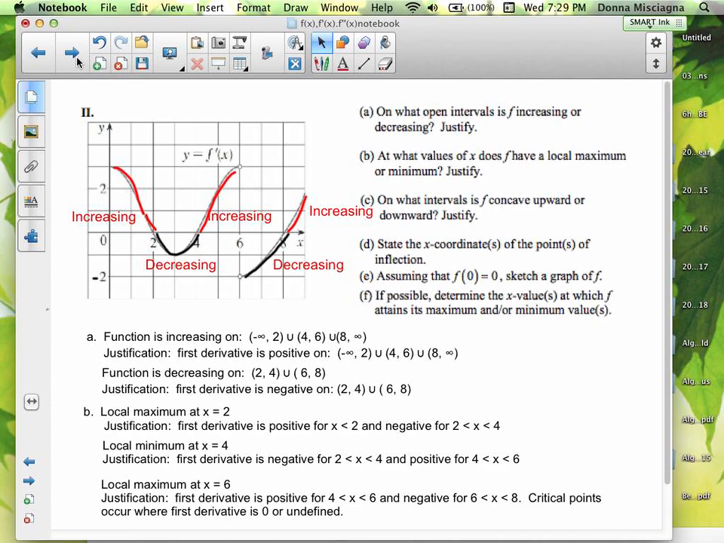All right, so on what open interval is our function increasing or decreasing? Justify. So the function is increasing, and I have it color-coded too, so I don't even need my moving arrow. The function is increasing on negative infinity to 2, from 4 to 6, and from 8 to infinity. Justification: the first derivative is positive from negative infinity to 2, 4 to 6, and then again from 8 to infinity.